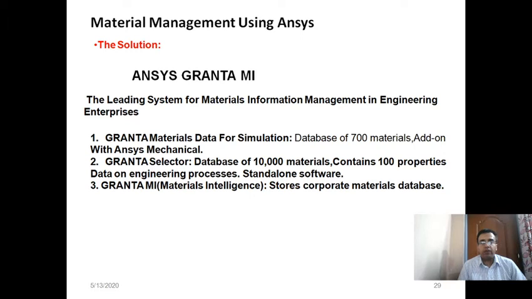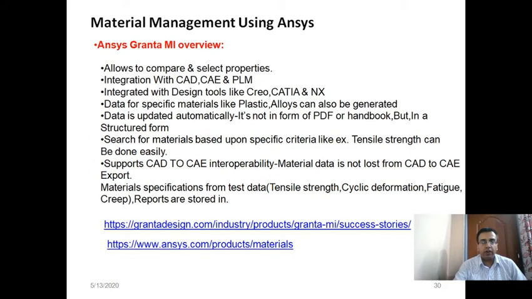It has a database of 10,000 materials and contains 100 properties data based upon different engineering processes. And the third one is simply Granta MI. It is a storage for different corporate materials database. Now let us take a look at the different features of Granta MI.